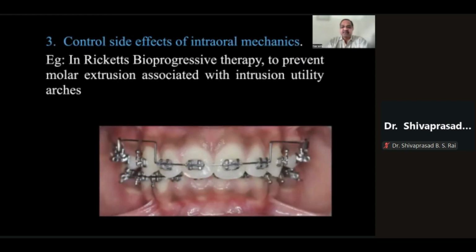To control the side effects of fixed appliances also, we can use headgears. For example, if you're using a utility arch to intrude the upper anteriors, then definitely there is a reciprocal extrusion of the posterior teeth. So that can be controlled using a headgear. So this is vertical anchorage.